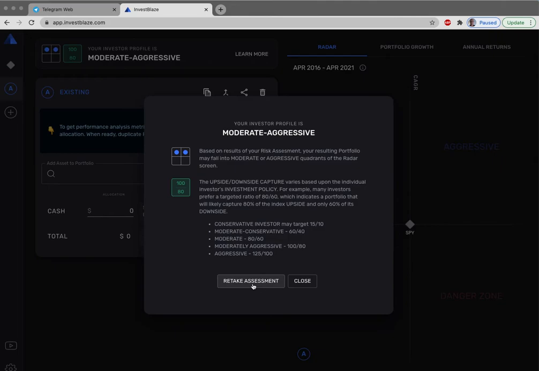You can go back going, yeah, I thought I was a conservative person, but really I'm moderately aggressive, or vice versa. So you always have the option to retake it. And again, that's important because you kind of want to manage your portfolio to whatever upside downside capture you come up with. So I'm going to say that's good for now.